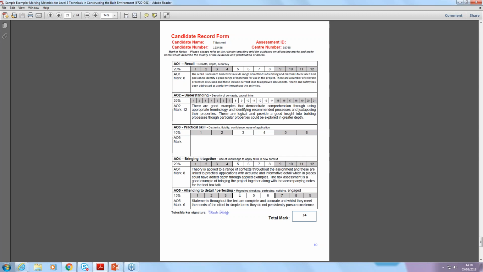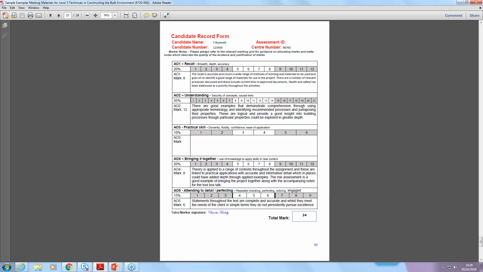Take care to ensure that the marks along the top of each assessment specifically relate to the qualification that you're working on, as they may differ. I think you'll agree that the marks awarded to this candidate, and I'd like to draw your attention to the way that the CRF has been completed.